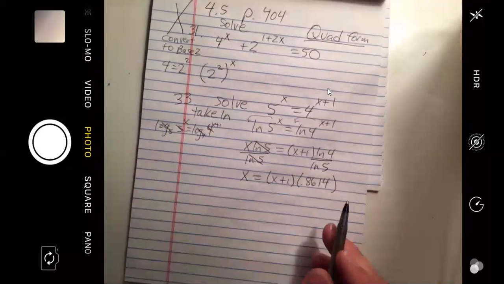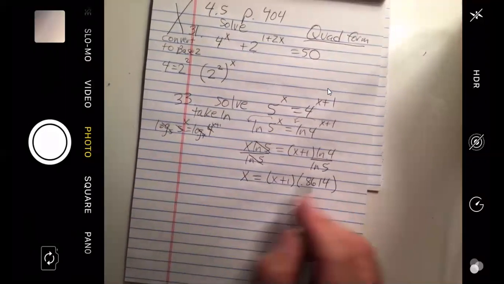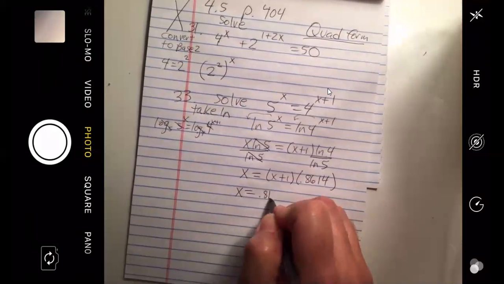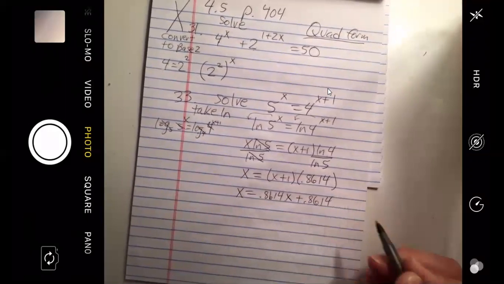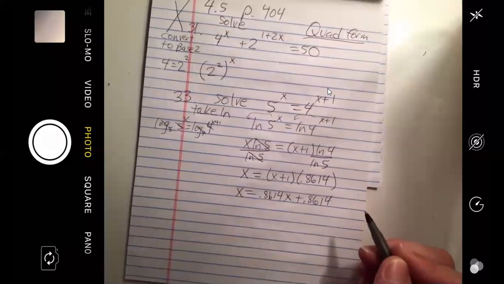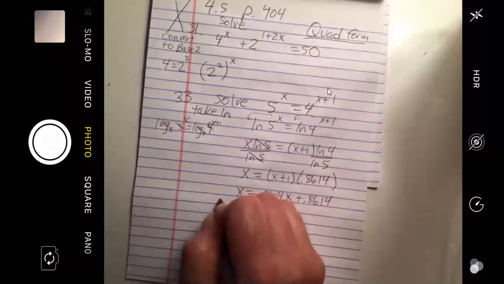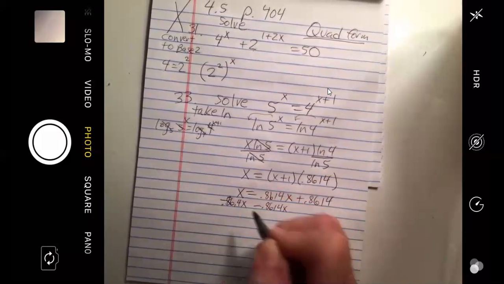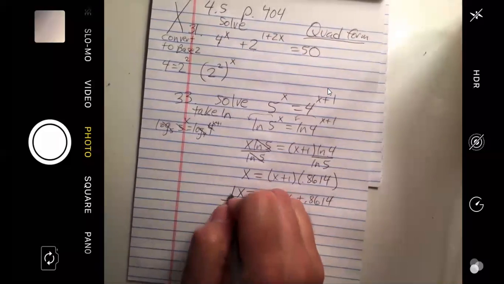The rest of this is pretty straightforward. It's just you got a nasty decimal instead of whole numbers. So we got to distribute through there, 0.8614x plus 0.8614. We're going to subtract 0.8614x. If you're wondering what the heck to do with that, well, you just got to remember you got a 1.